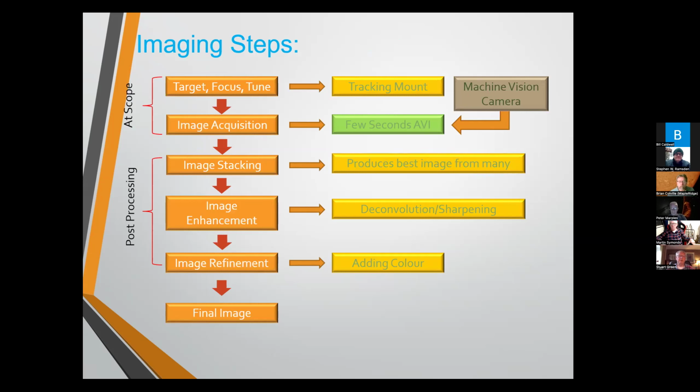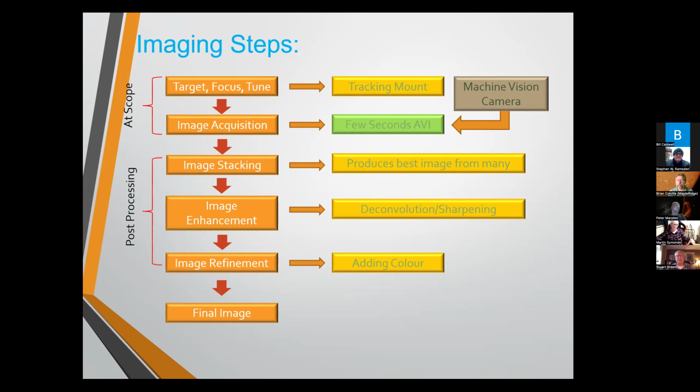So imaging steps, we've got imaging at the scope and post-processing. So at the scope, of course, you've got to target the sun, obviously, and then focus. And focusing is really critical. I don't know how others do it, but I tend to zoom in, use the F function keys on the computer, zoom in digitally, as it were, and then find focus. And then obviously, if you've got a tunable filter, you've got to make sure that's tuned properly.